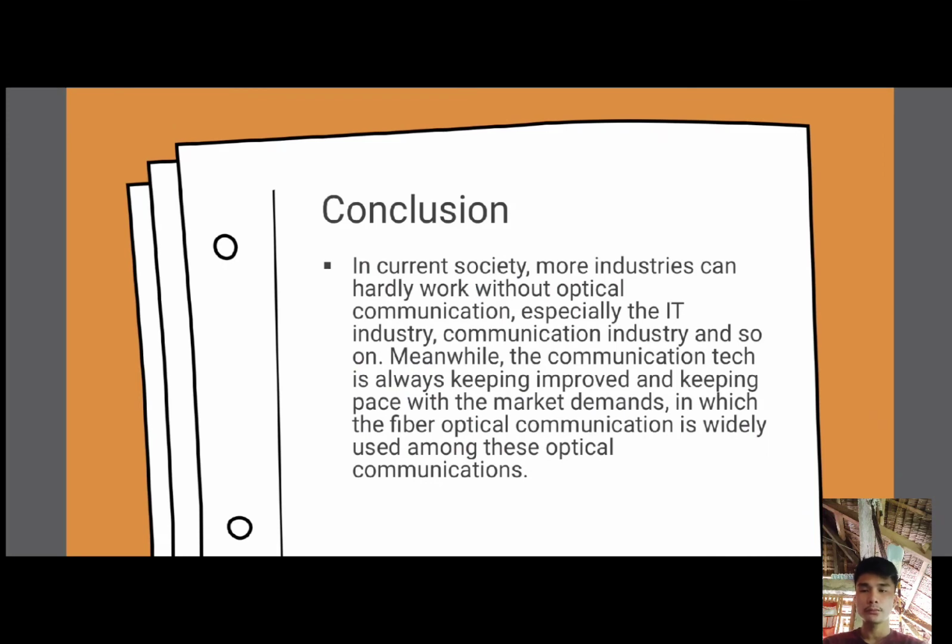Conclusion: in current society, more industries can hardly work without optical communication, especially the IT industry, the communication industry, and so on. Meanwhile, communication technology is always being improved and keeping pace with market demands, in which fiber optical communication is widely used among optical communications.